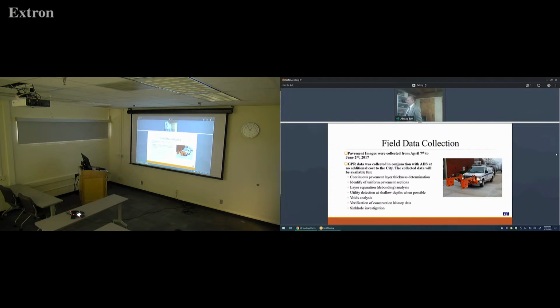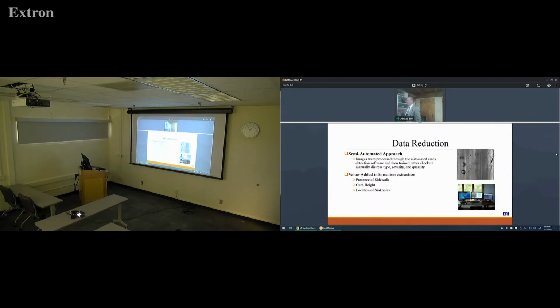And then when we bring the data in the office, we process the data, and it was a two-step approach. One is an automated process, or we may call it semi-automated, in terms of that we run the data through the software that detects the cracks. And that process is applicable only to flexible pavements.